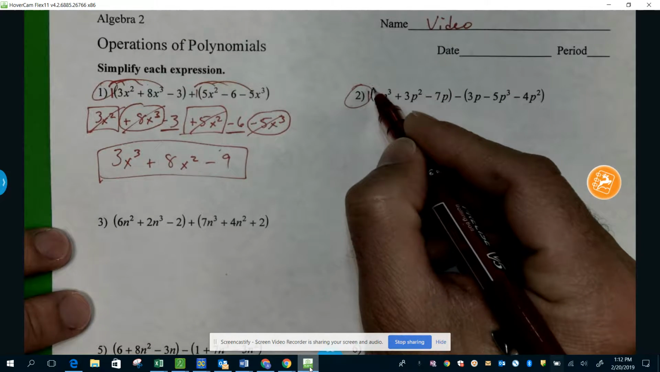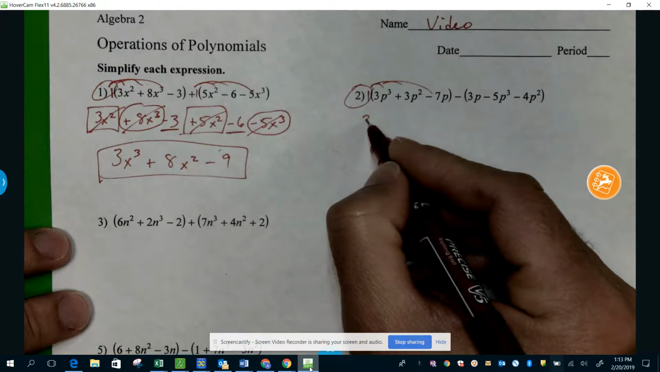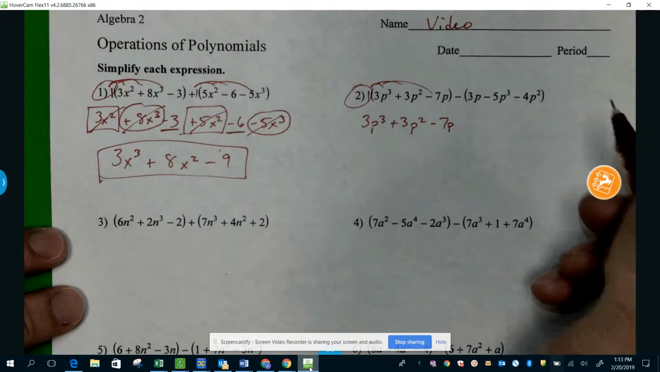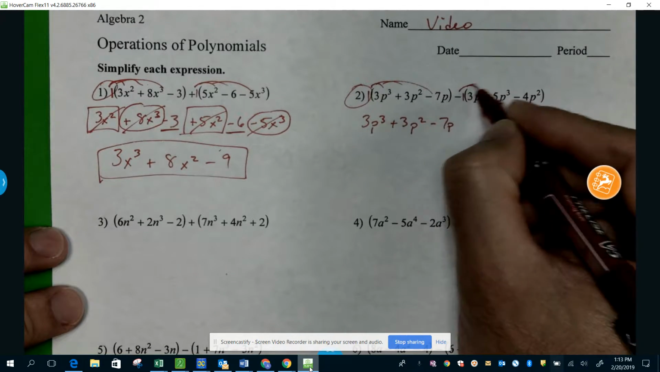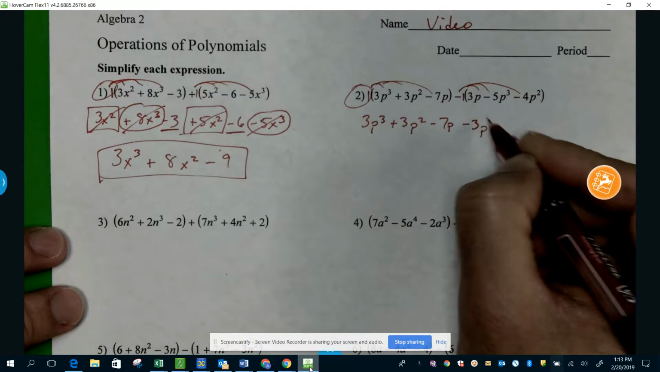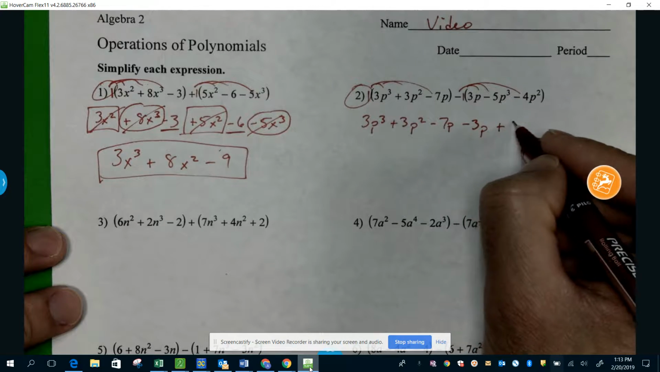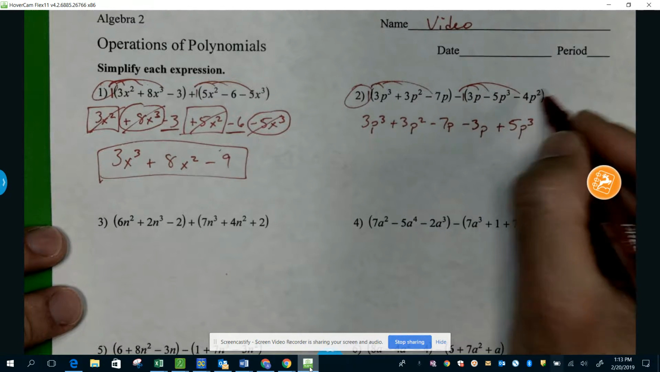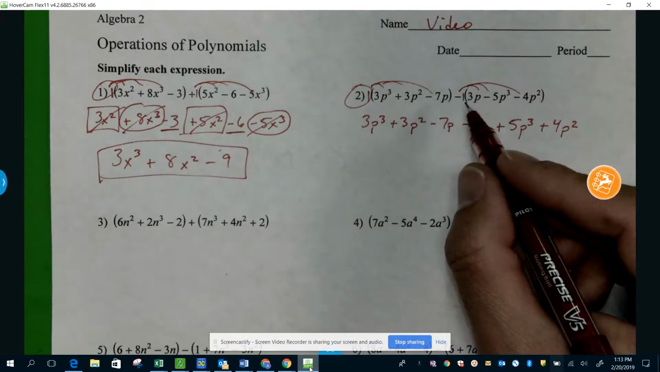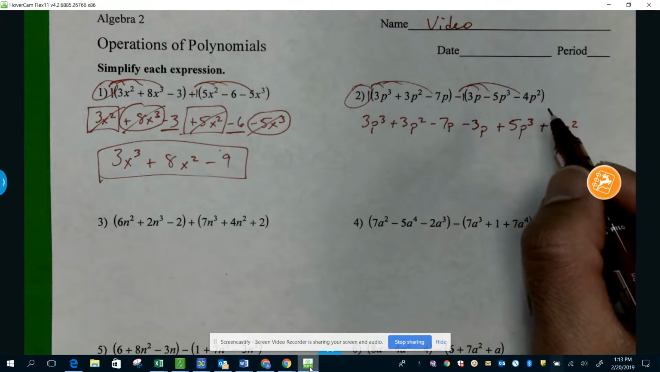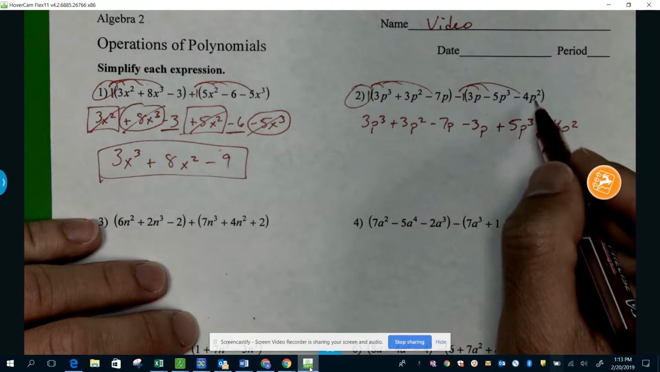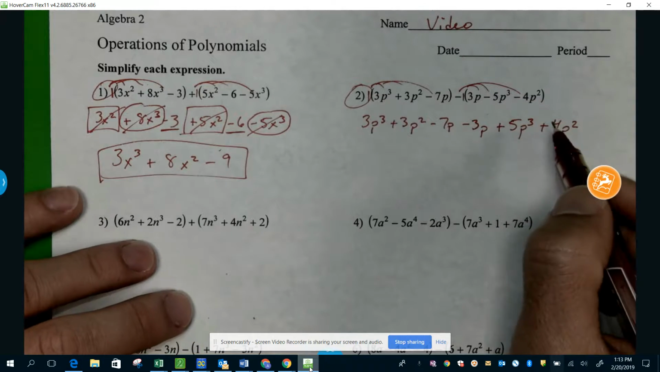Now on number 2, you'll distribute your positive 1 in front of the parenthesis: 3p cubed plus 3p squared minus 7p. But here's the kicker. When you're distributing here, you're distributing a negative 1. Negative 1 times 3p is negative 3p. Negative 1 times negative 5p cubed is positive 5p cubed. Negative 1 times negative 4p squared is positive 4p squared. So when you distribute the negative 1 into that second parenthesis, the signs change. 3p turned into a negative 3p, negative 5p cubed turned into positive 5p cubed, and minus 4p squared turned into plus 4p squared.